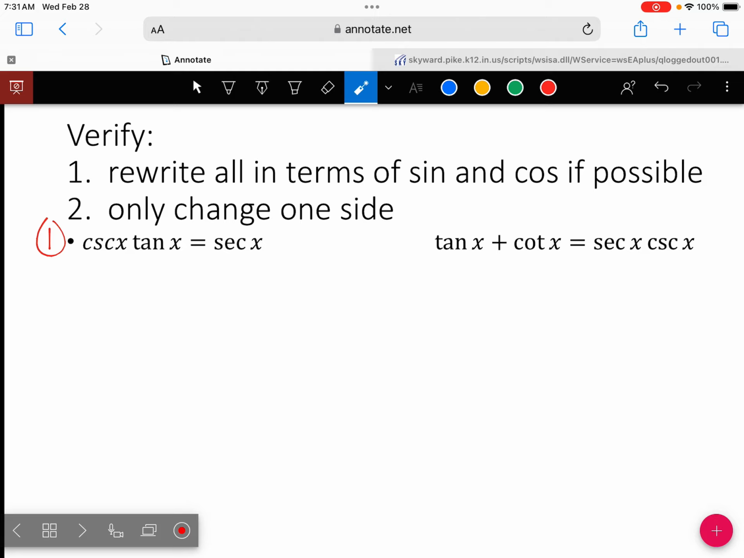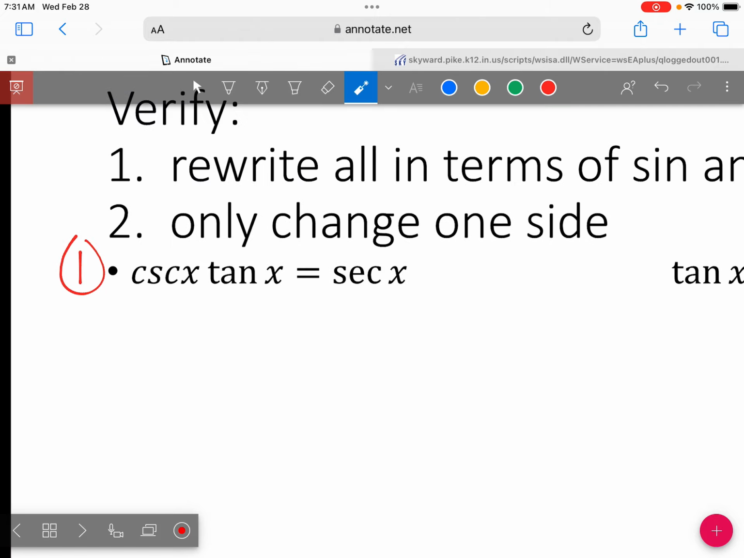And I think we kind of did something close to this. So after you do that and you copy down number one, go ahead and take a moment and start rewriting. Rewrite cosecant and rewrite tangent in terms of sine and cosine.